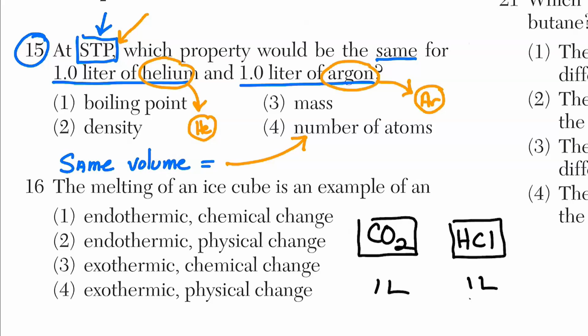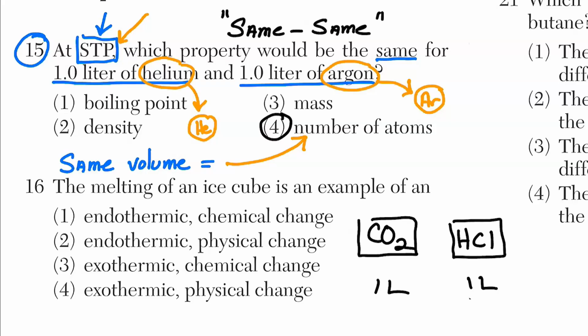I call this the same problem. Okay, and it comes up a lot. It's Avogadro's hypothesis, but I call it the same problem. Same volume, same temperature and pressure, same number of particles. Normally it's written same number of molecules. Okay, in any case, number 15, the answer is 4. Okay, mass, density, and boiling point are not what Avogadro's hypothesis is about.